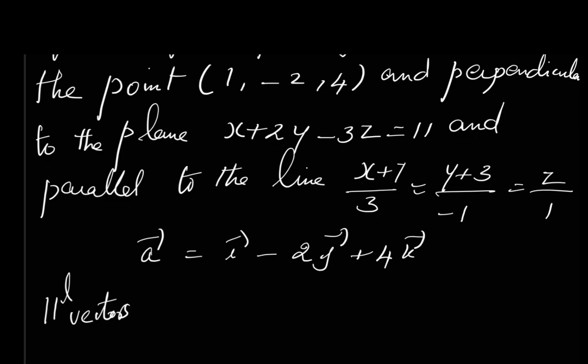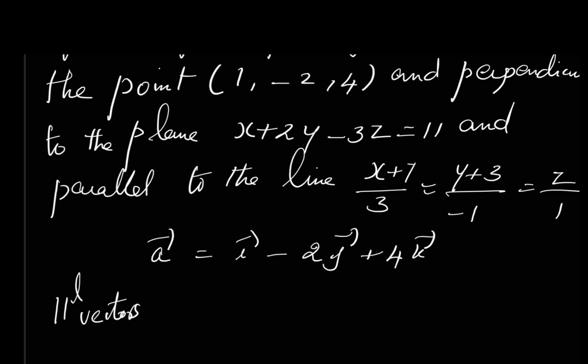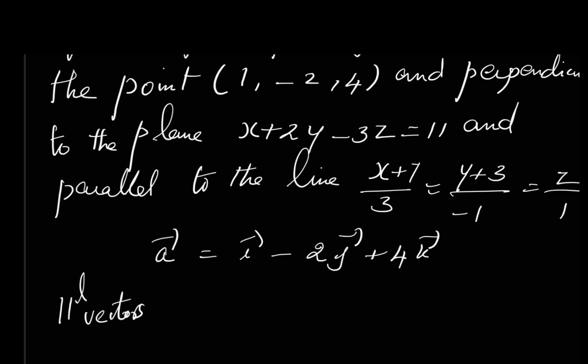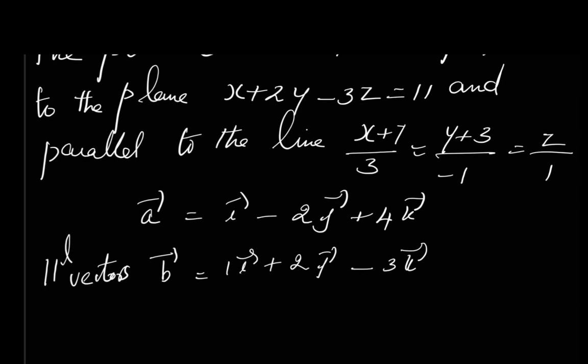So, this plane is in the Cartesian form. The coefficients of x, y, z give the vector. That is your parallel vector. Coefficient of x is 1i plus 2j minus 3k. So, this is the parallel vector of our line.